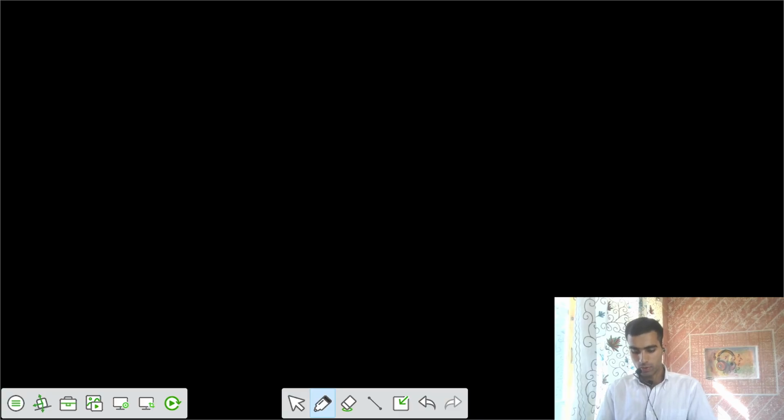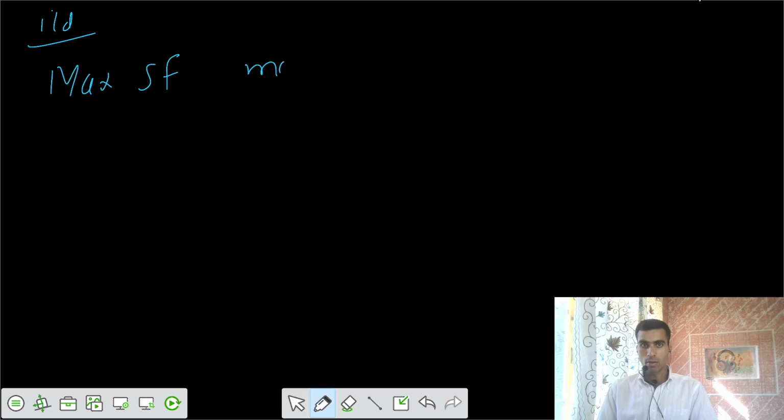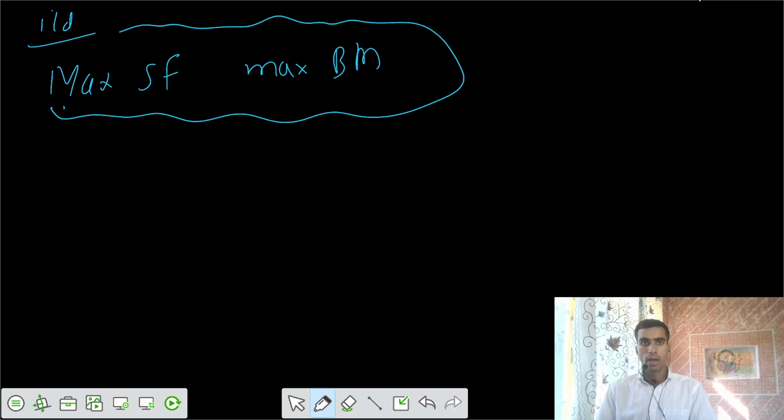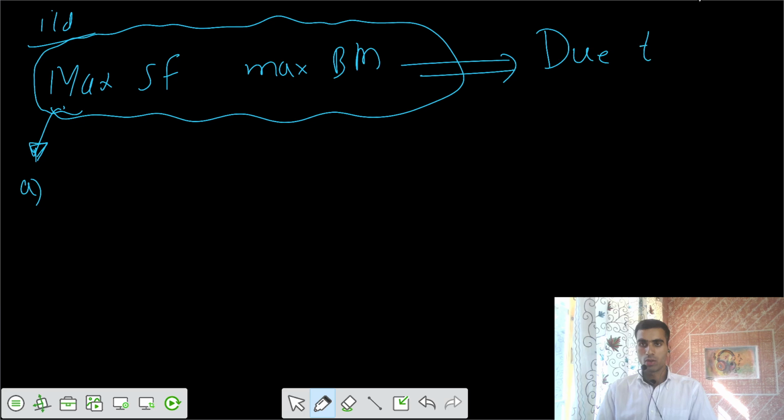So we have the topic what we call as maximum shear force, maximum bending moment. Now for this topic, we have different loads. Loads can be of different nature. So first load combination is that if you have, we need to get the maximum shear force and maximum bending moment due to moving loads.